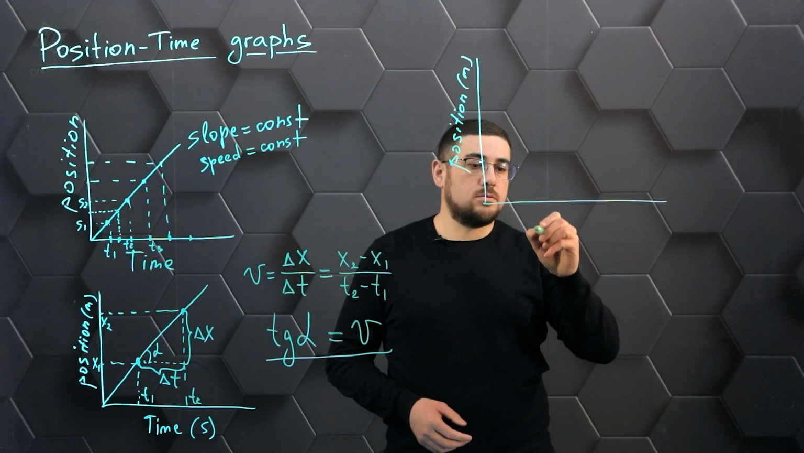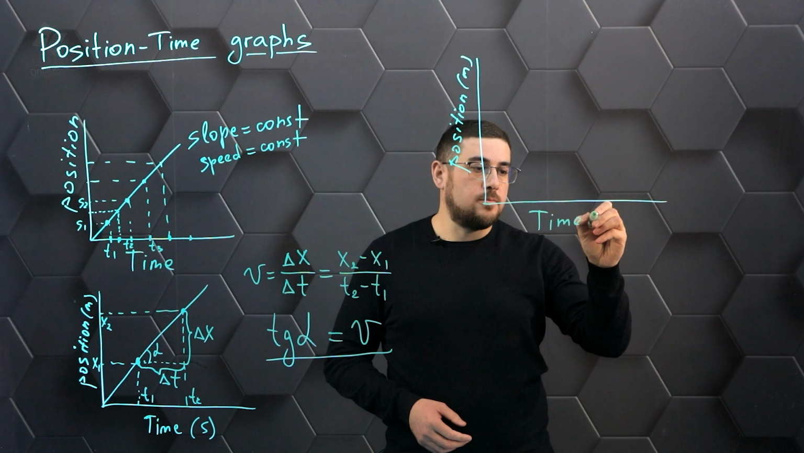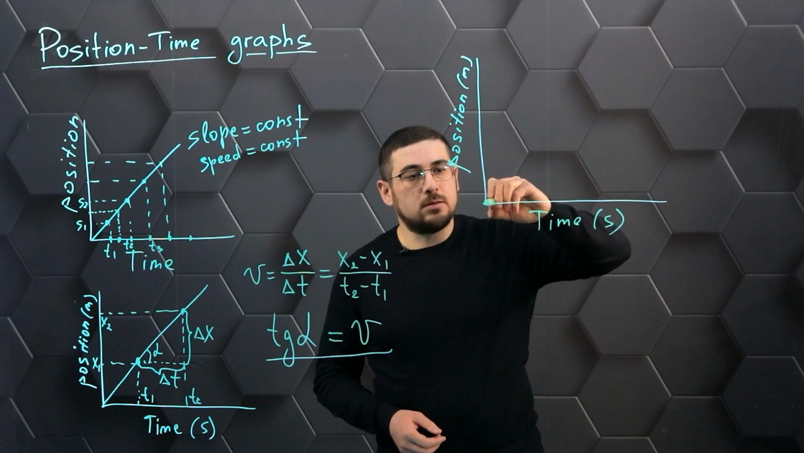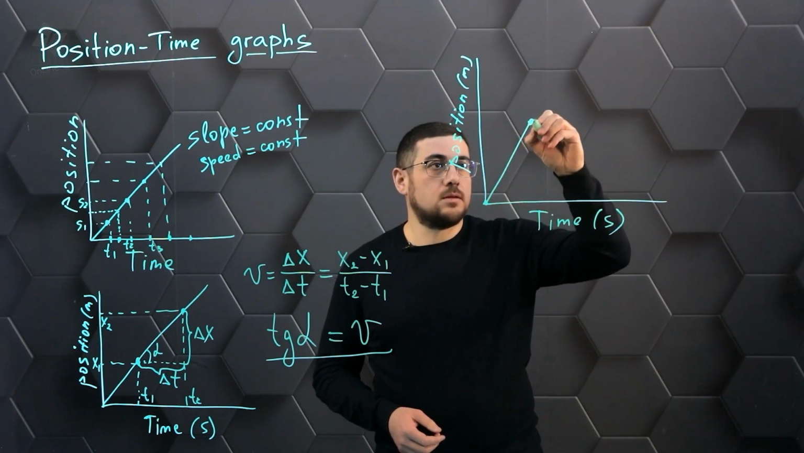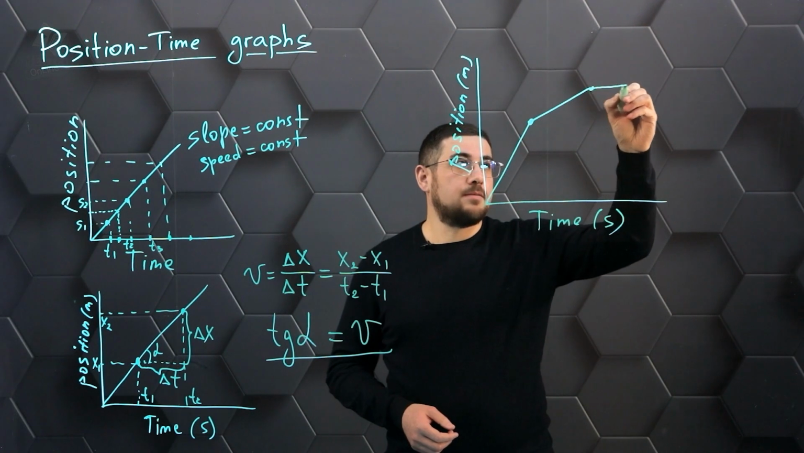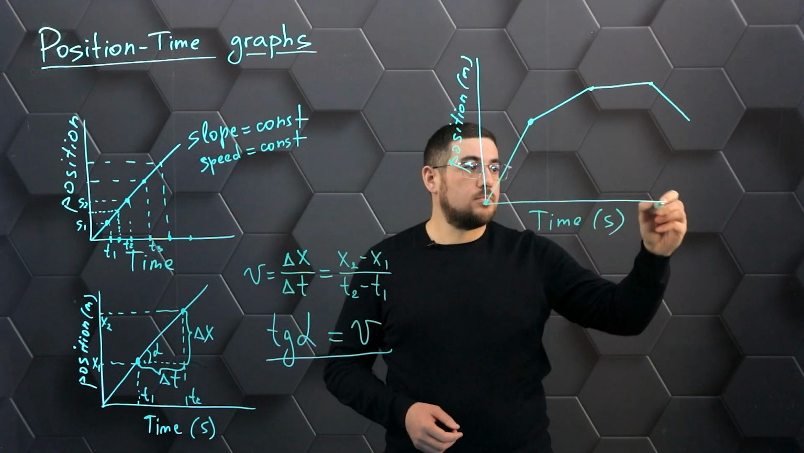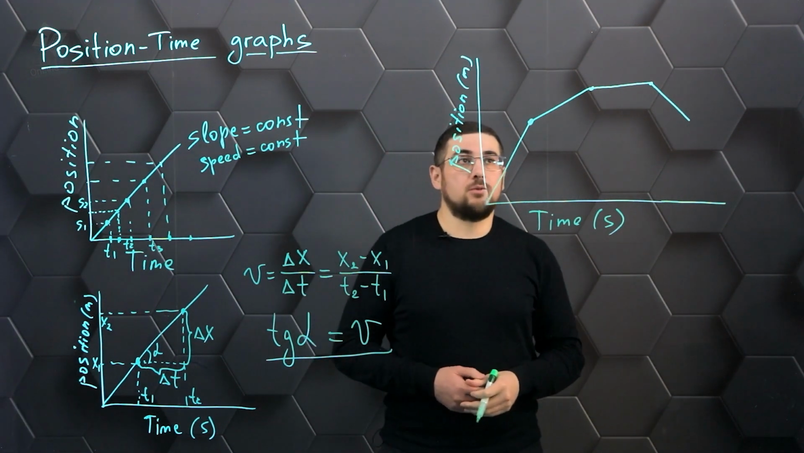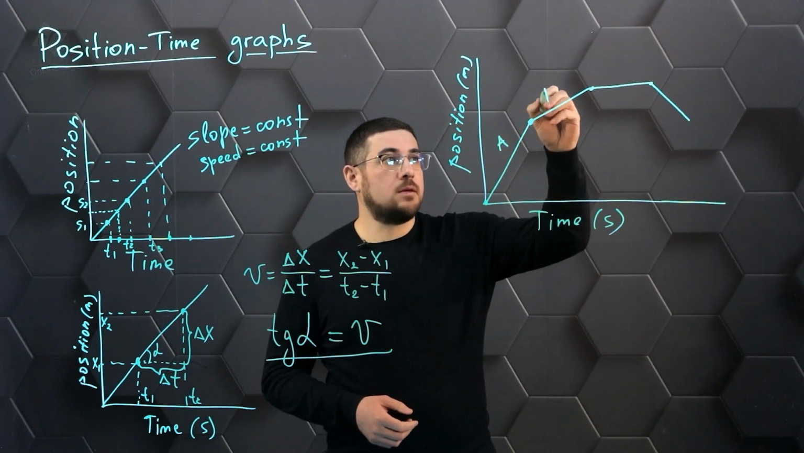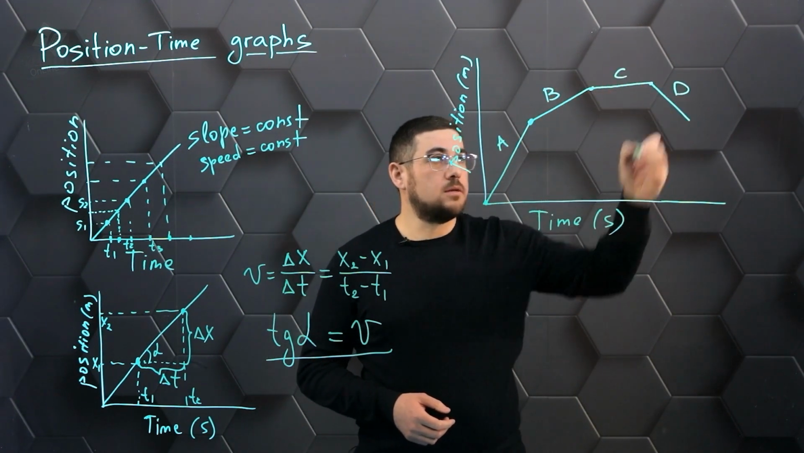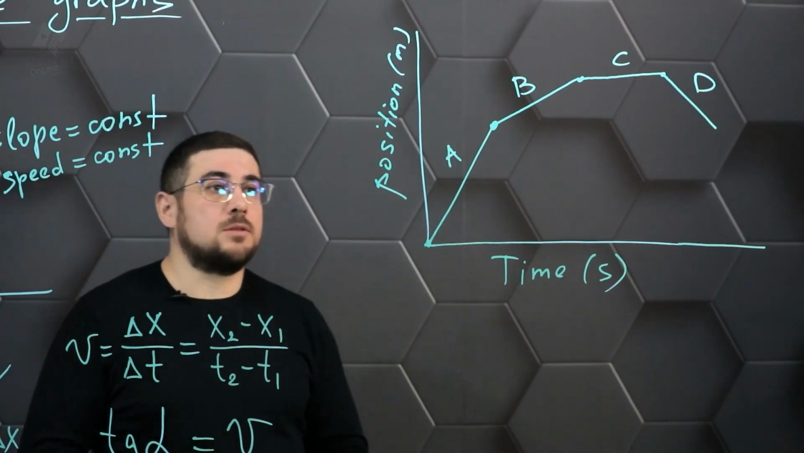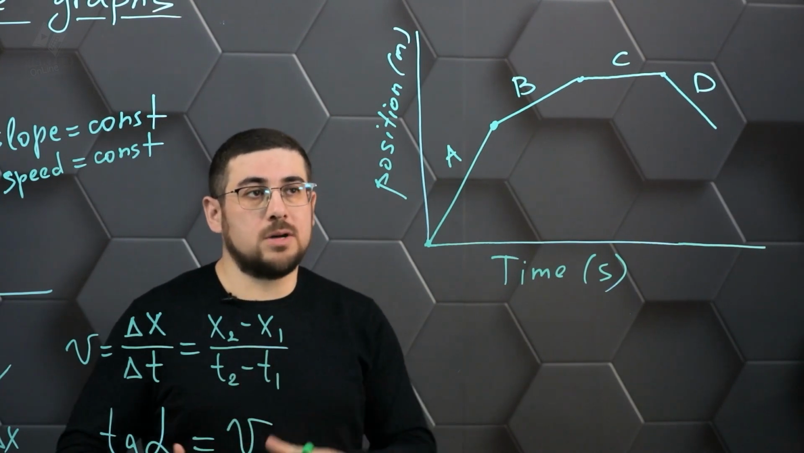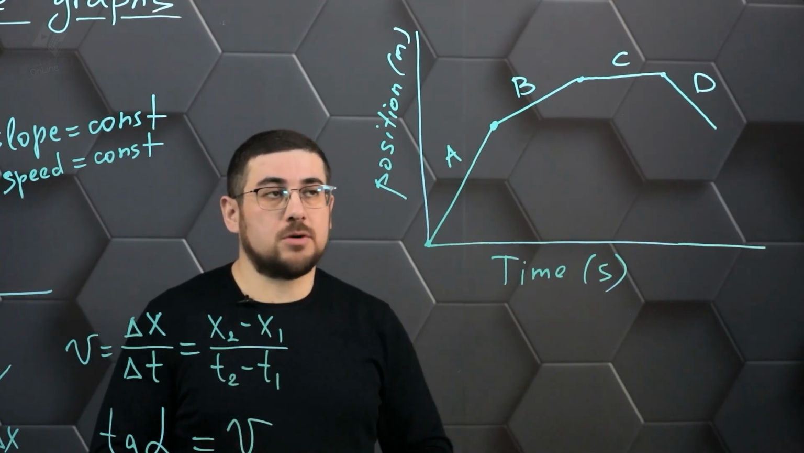So position, time, and let's say we've got a body that's moving around like this. We see that here we have 4 plots on the graph. Let's say plot A, B, C, and D. And the question is, let's say, we can analyze where our speed is higher, where our speed is lower, what generally happens to the body on each of these plots.